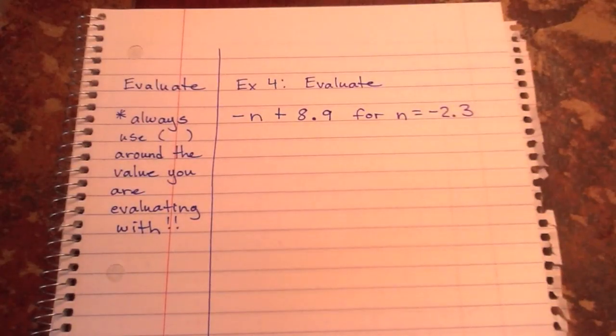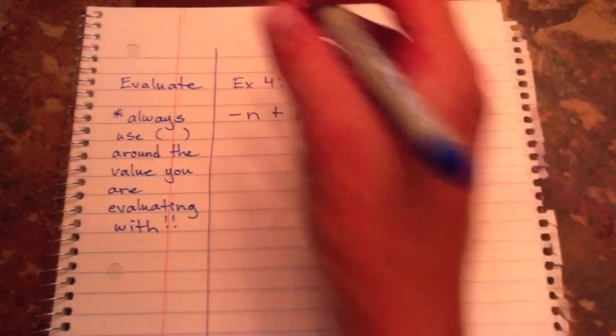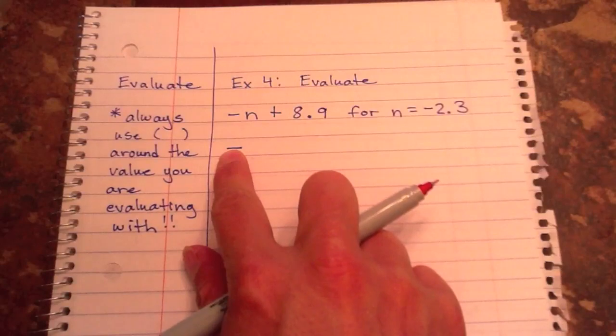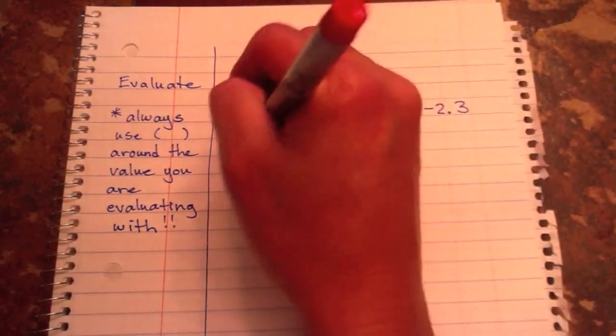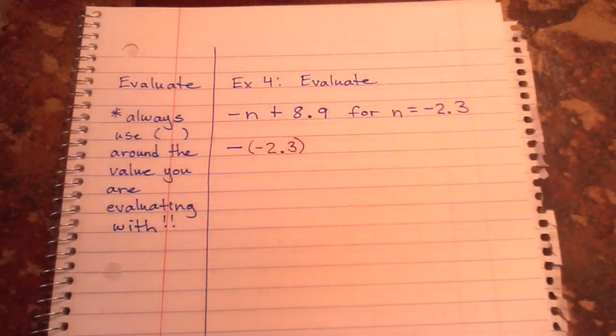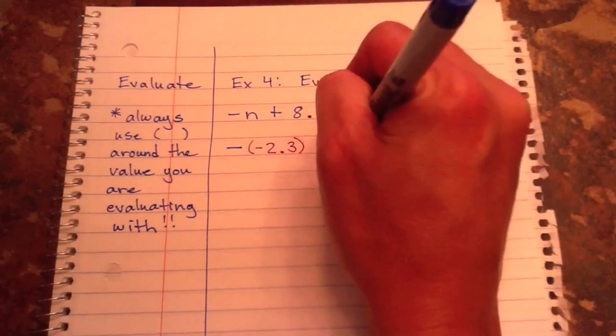So all you're going to do is plug in the -2.3 for n. So what your problem should look like, and when you're doing your work, I want to see this. I'm bringing down the negative I've already been given, and now I bring down -2.3 in parentheses plus 8.9.